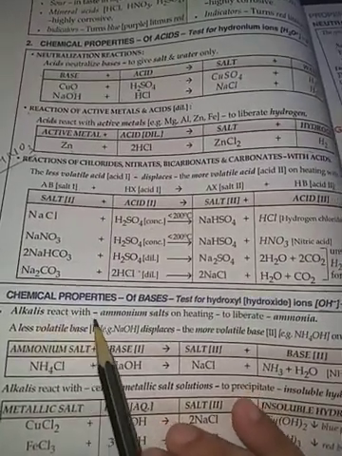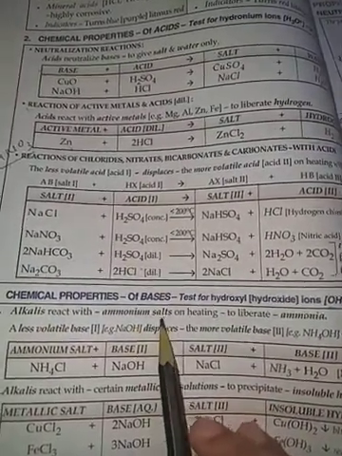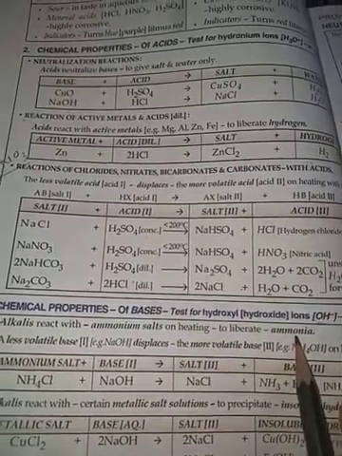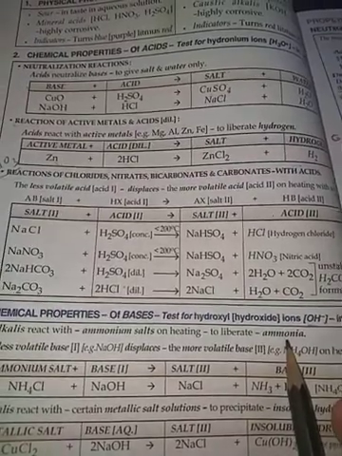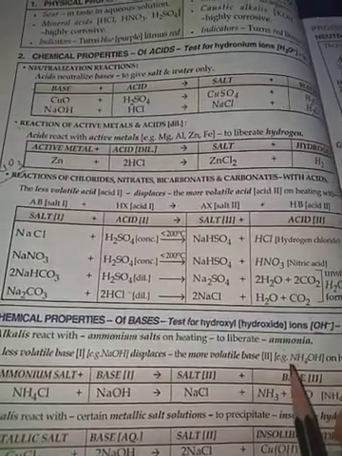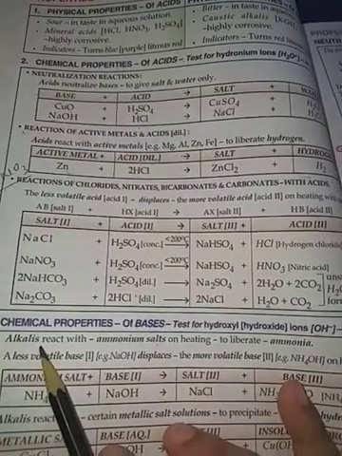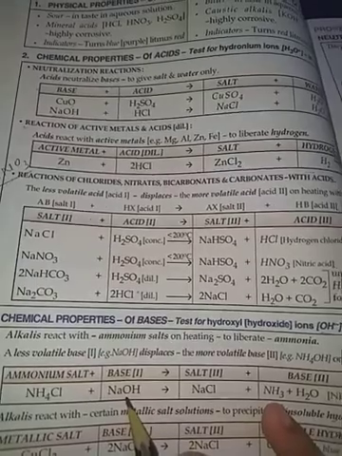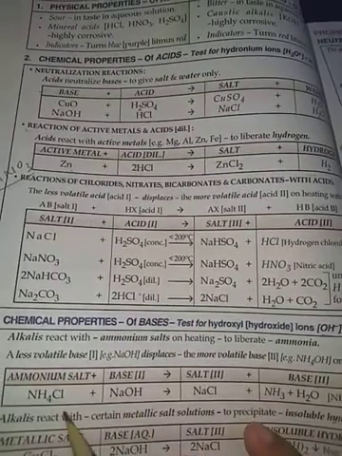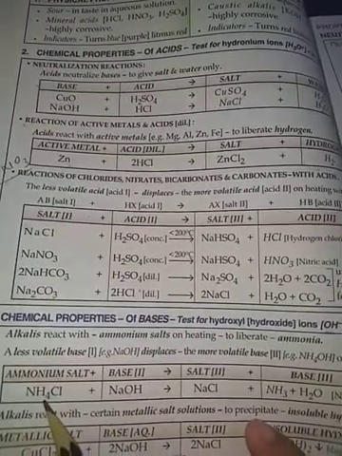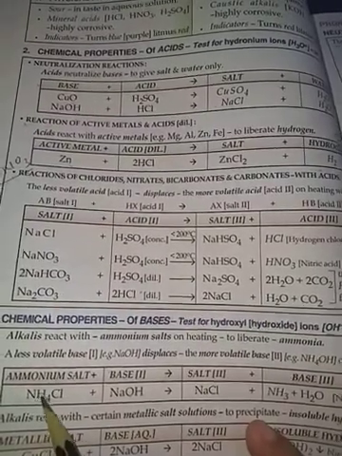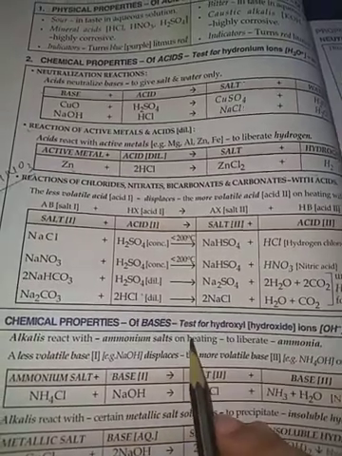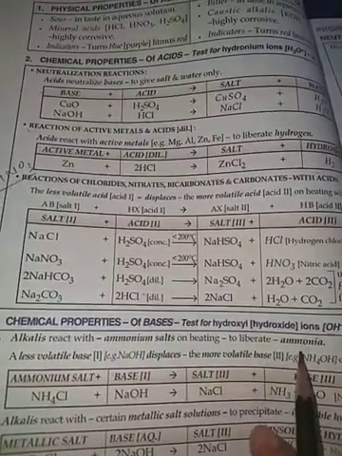Alkalis react with ammonium salts on heating to liberate ammonia. See, all the lines of your book are very important, so go through each and every line. When an alkali, like this sodium hydroxide, reacts with an ammonium salt, any salt of ammonium, like ammonium chloride here, on heating it liberates ammonia gas.